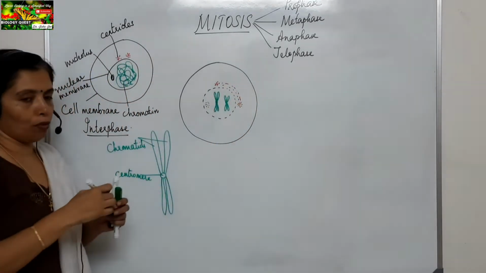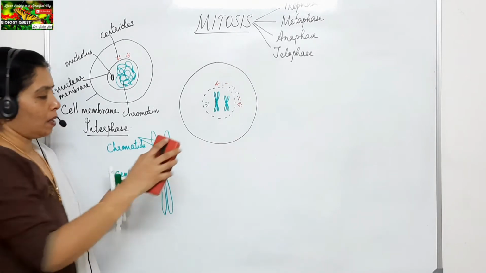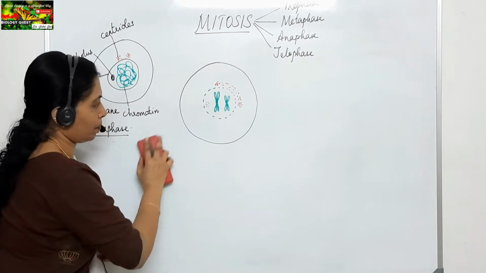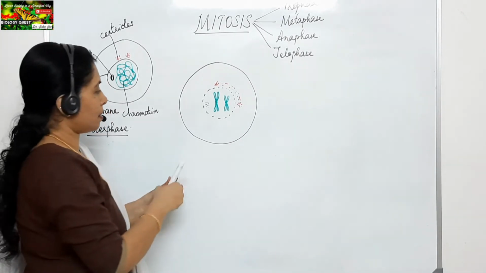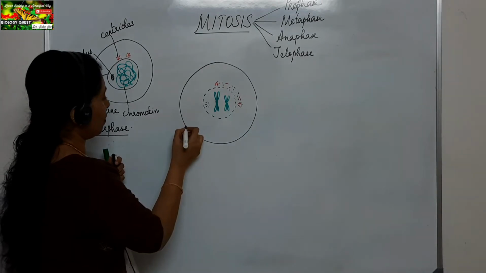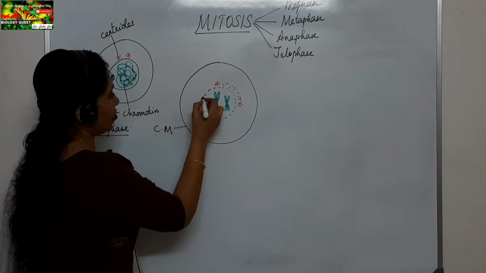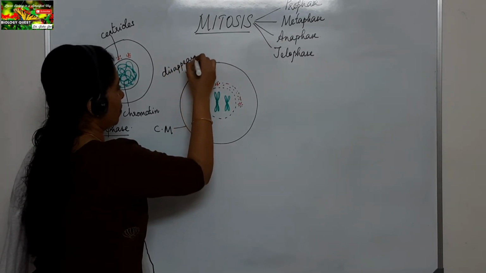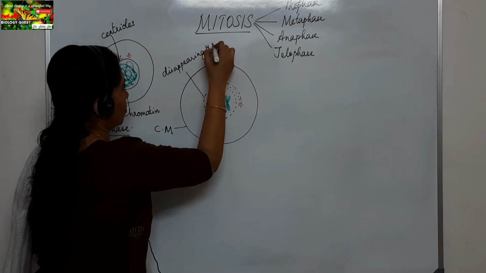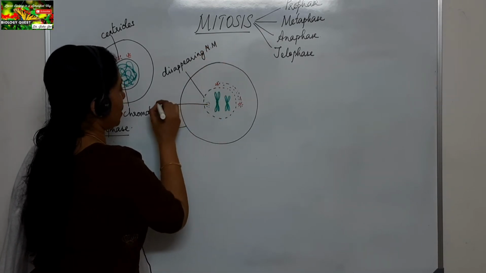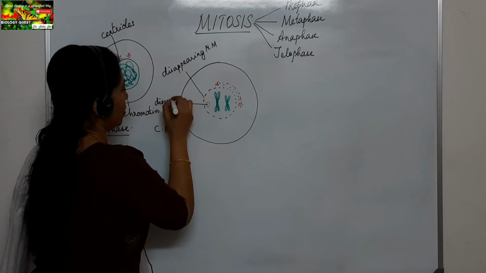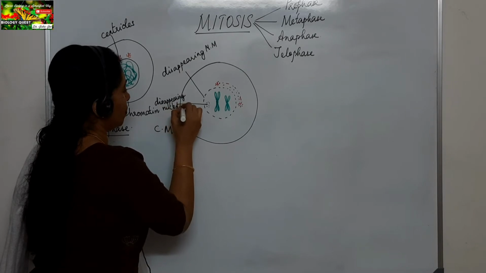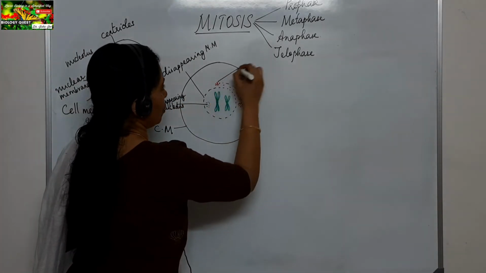They start to move to the opposite poles of the cell. Okay, I'm just labeling the parts. That is the cell membrane. That is the disappearing nuclear membrane. That is the disappearing nucleolus. Okay, that is the centriole.